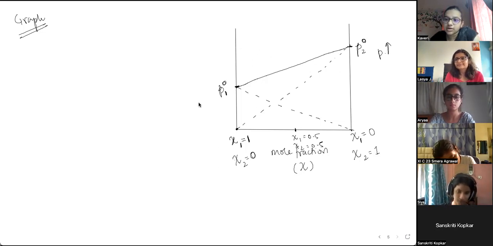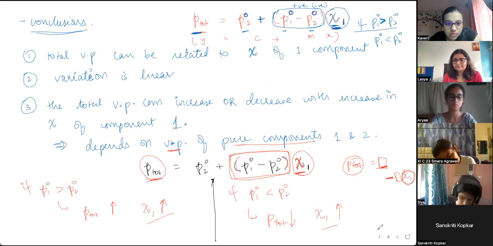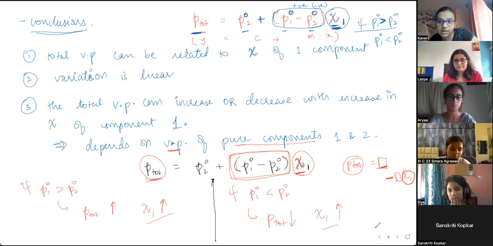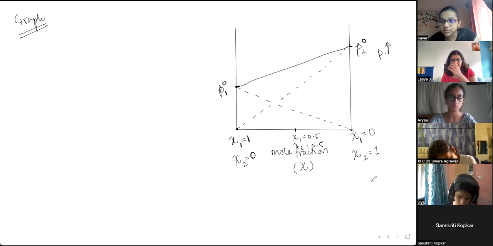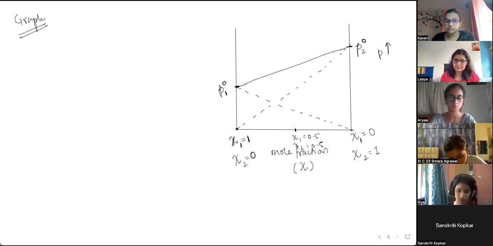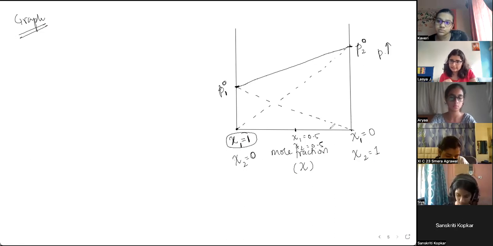Go back to the previous slide, just one second. So here there will be a minus, then minus whatever chi1. So it will be decreasing. As you keep increasing the concentration of component 1, as the mole fraction of component 1 increases, going this way, you can see that the pressure is constantly decreasing.